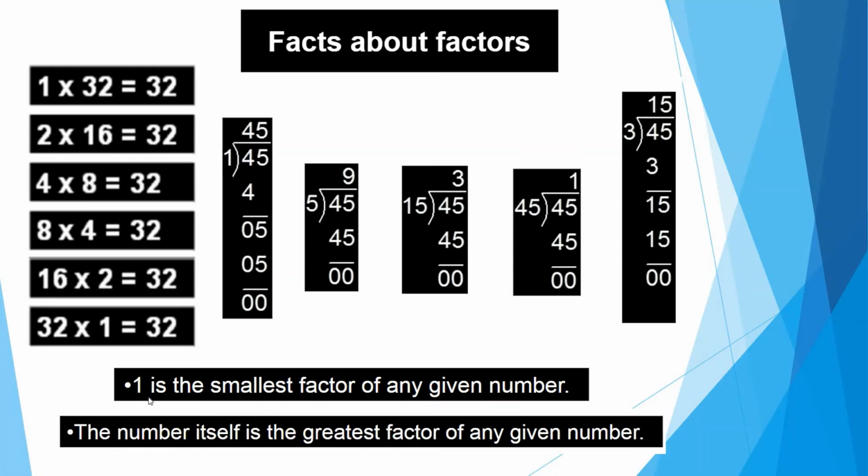Yes, it can be seen that 1 can be the smallest factor of any given number. The number itself is the greatest factor of any given number. Okay, so I repeat, 1 is the smallest factor of any given number. The number itself is the greatest factor of any given number.